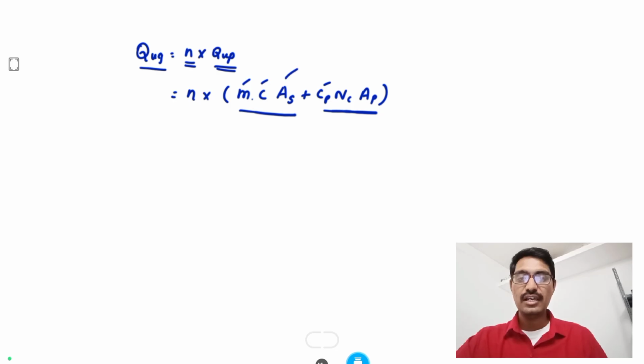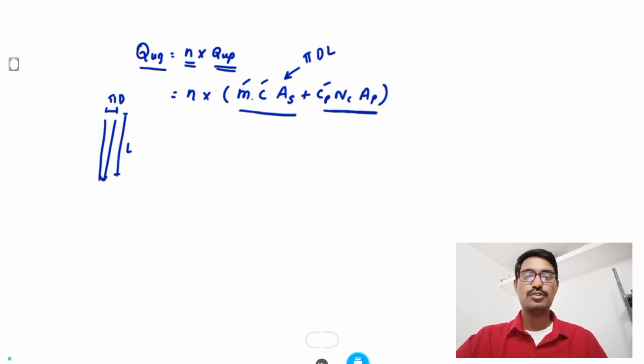Here the surface area is pi into D into L. If this is a pile, the surface area will be calculated this way: this is pi D, and the length is L. So this is the surface area. Here Cp is again cohesion, and Nc is the bearing capacity factor. Then Ap is the tip of the pile. The area of the pile tip is pi by 4 into D square.